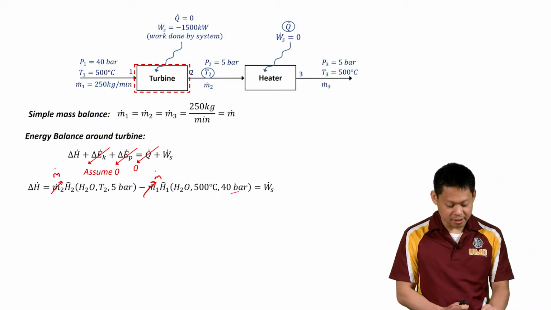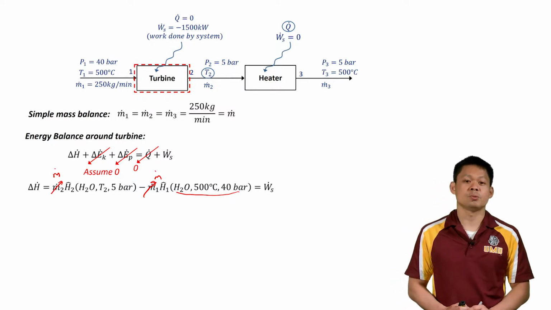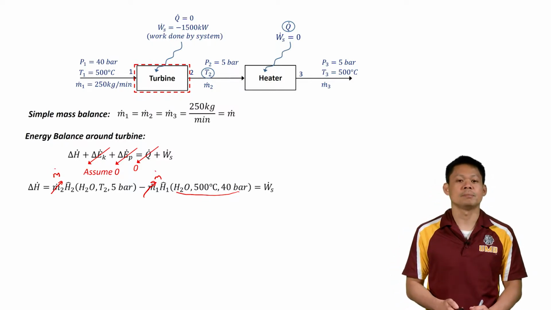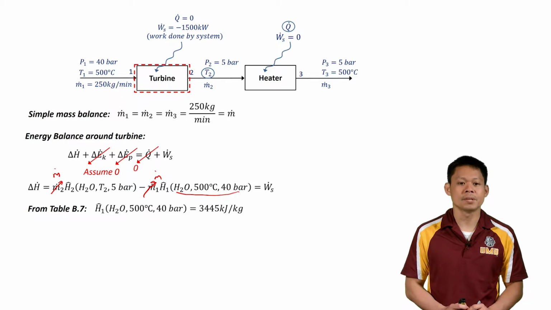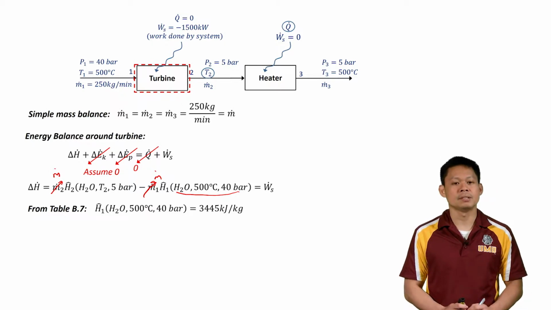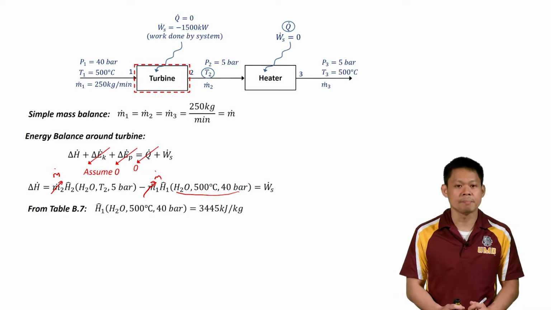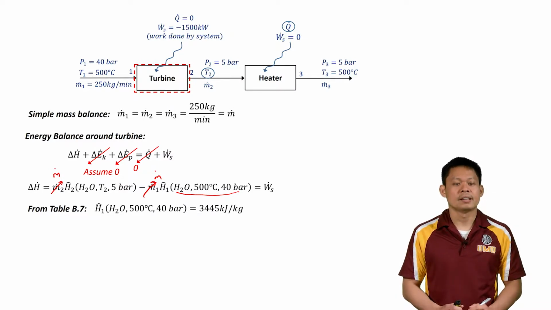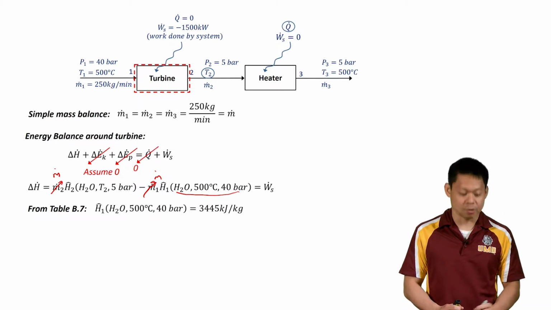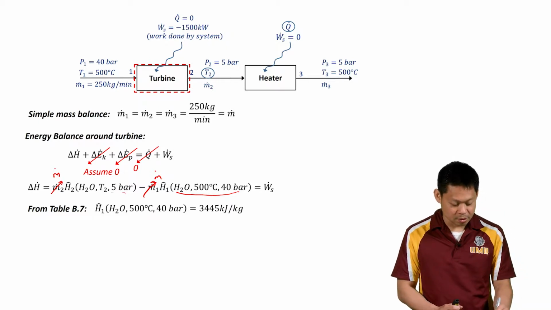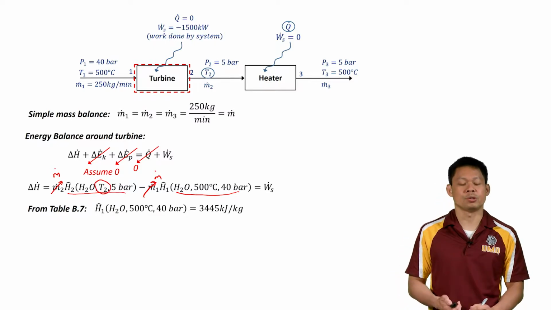We know everything down here, and we know this is superheated steam, which means we can look up that value from table B7. So go ahead and look up table B7 for 500 degrees C and 40 bar and verify that you can get 3445 kilojoules per kilogram. With that, we can solve for our H2 down here, because that will allow us to eventually figure out our T2.